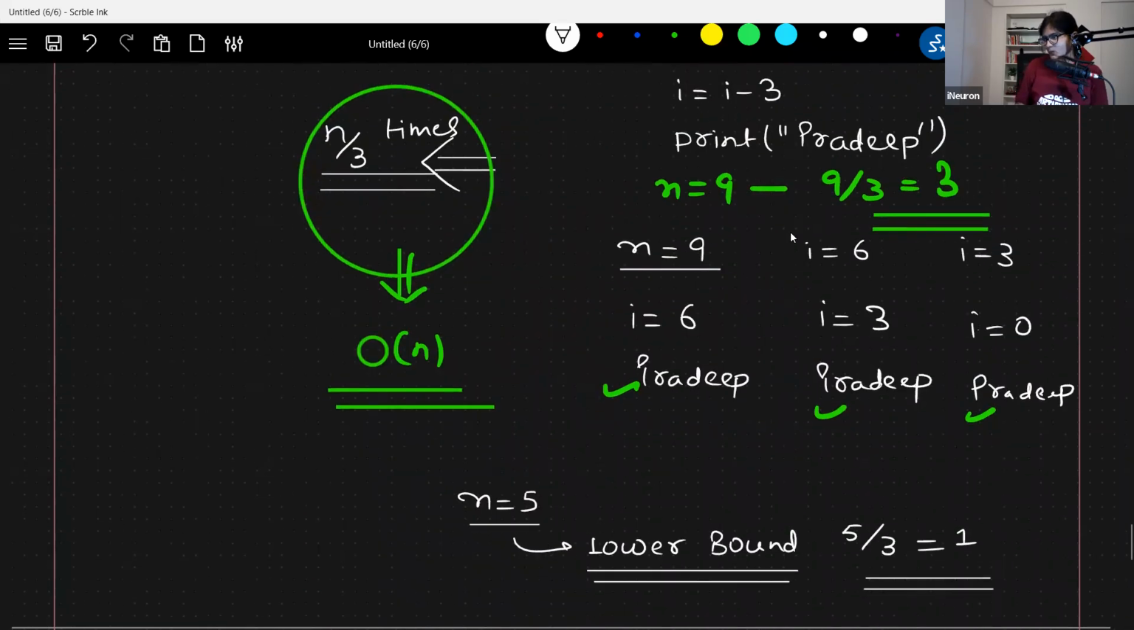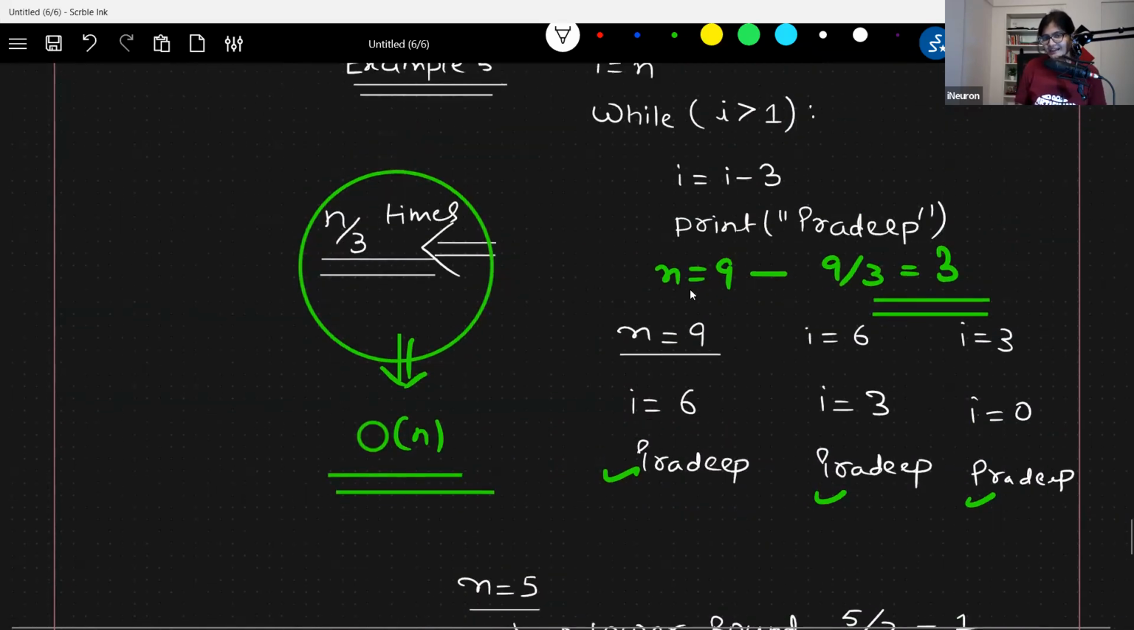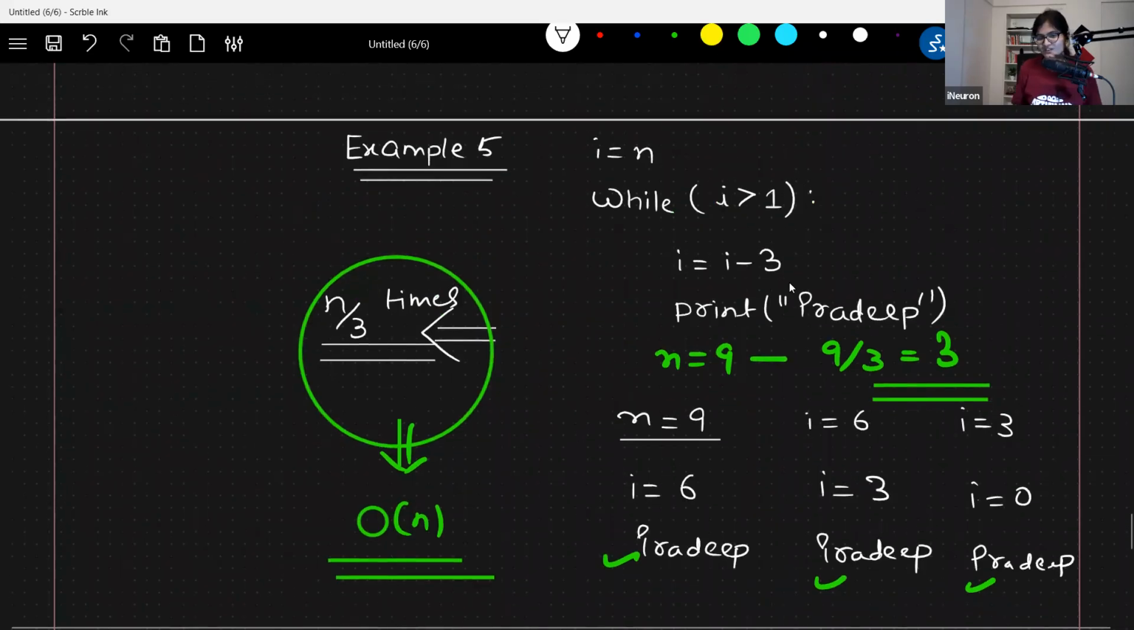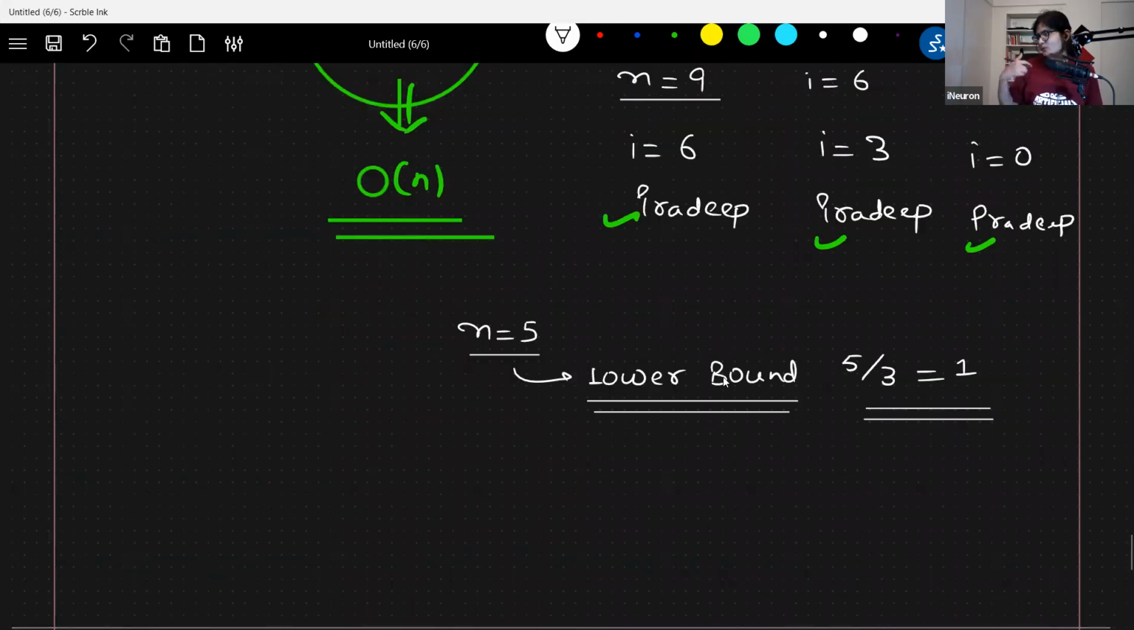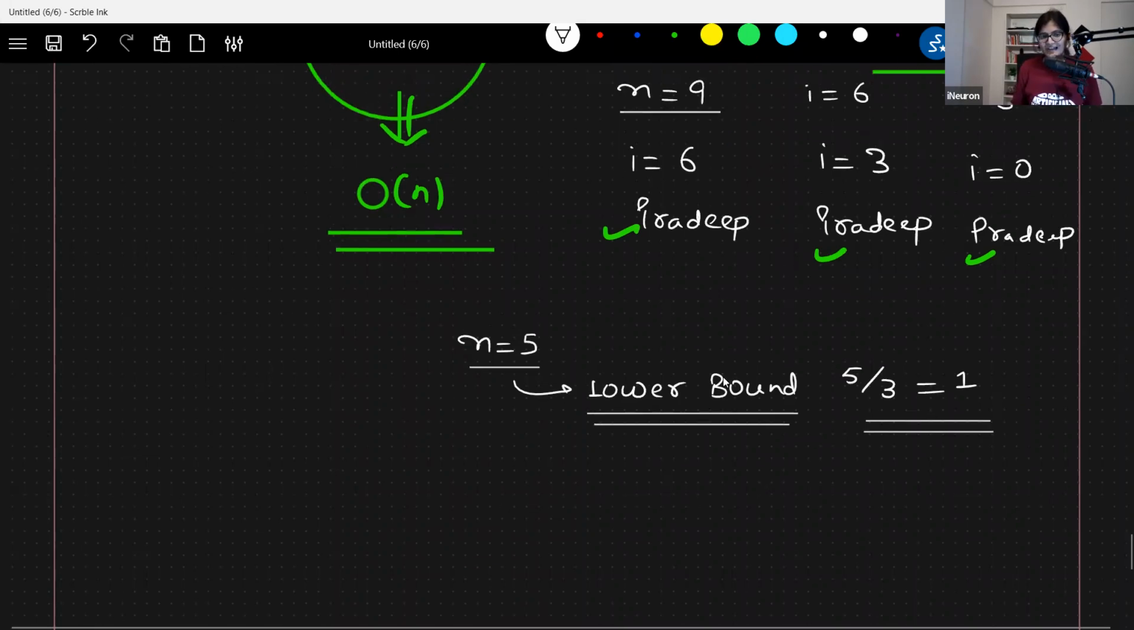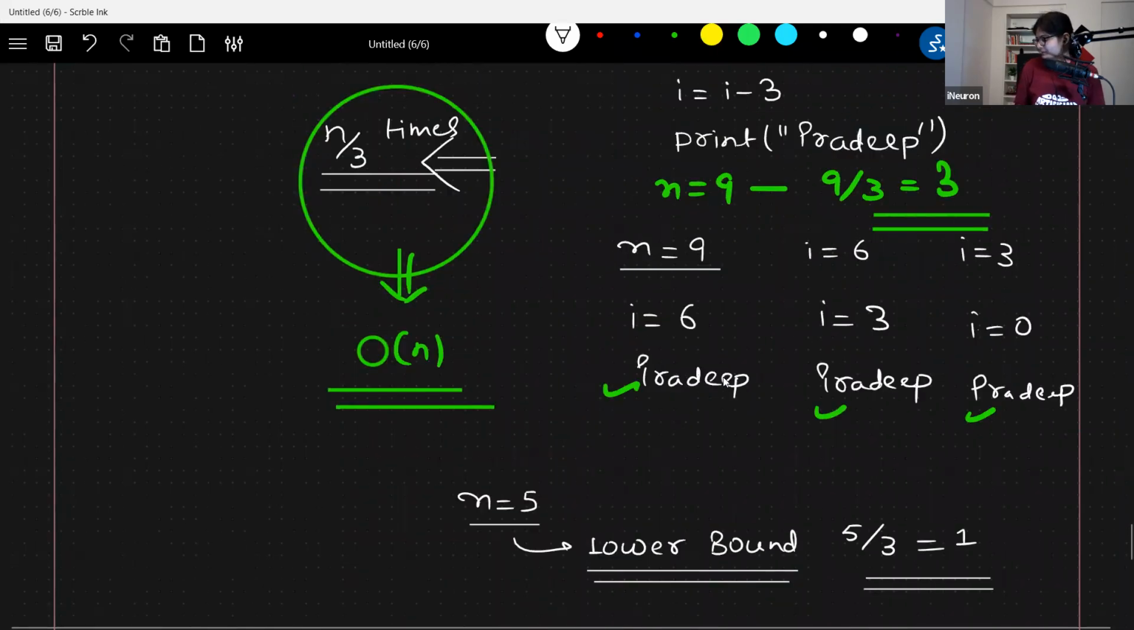So 5 is greater than 1. It will go inside that. I is equals to 5 minus 3, which is 2. And Pradeep will be printed. 2 is greater than 1. Now here the value of I will become negative. So that's where only single time it will keep on iterating. Fine. So that's why it is order of big O of n. Shall we move ahead towards the next part?